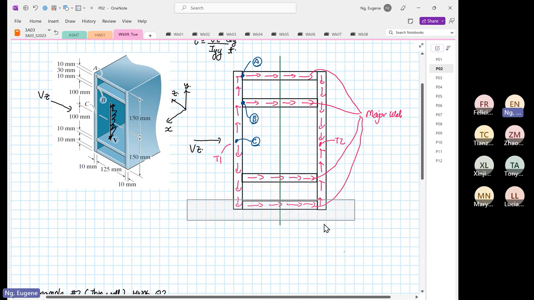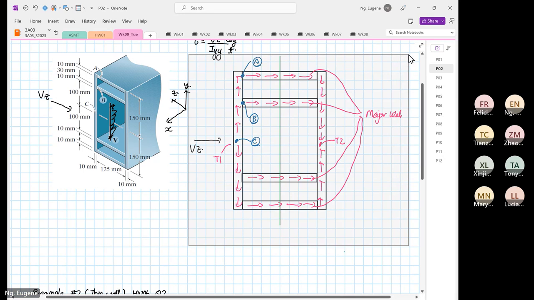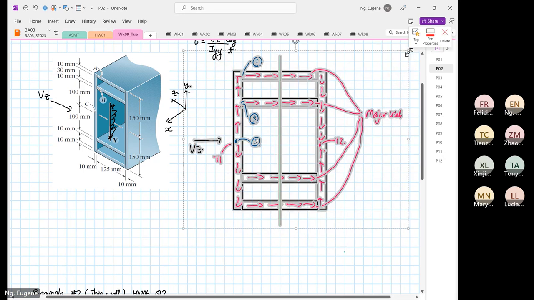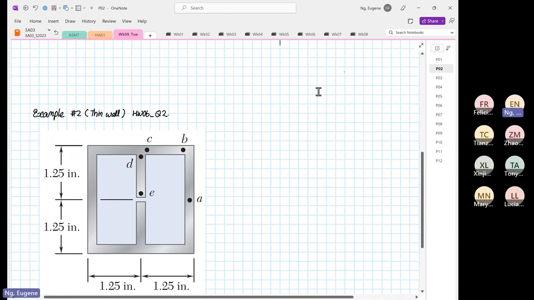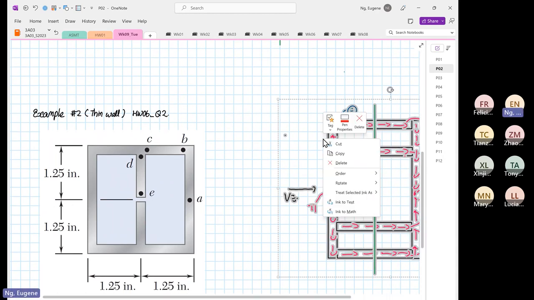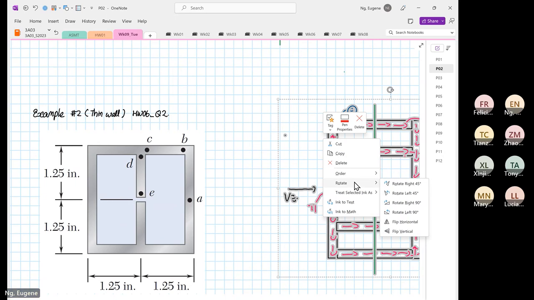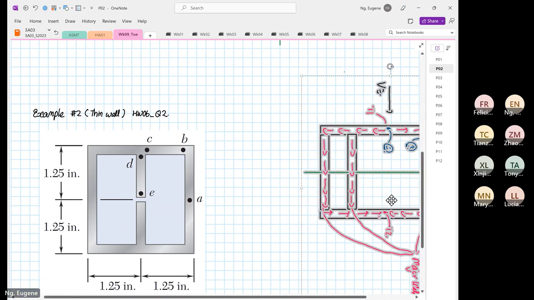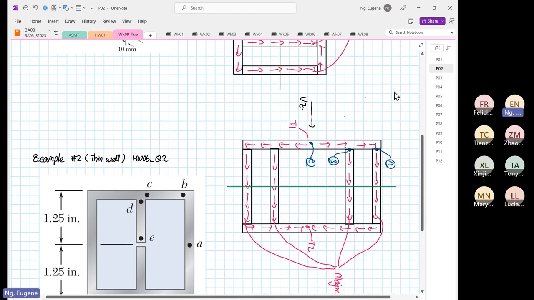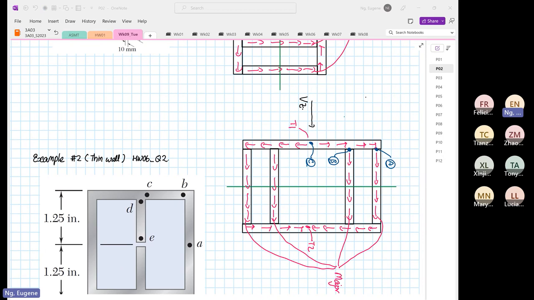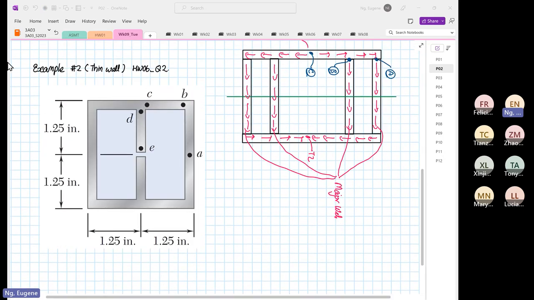So if we highlight the whole thing, and then we do this, and then we rotate, right. Okay, if you want to view it from this way, you can view it from this way. So, okay, Lucia, I hope that answers your question. Okay, let me move this example to.